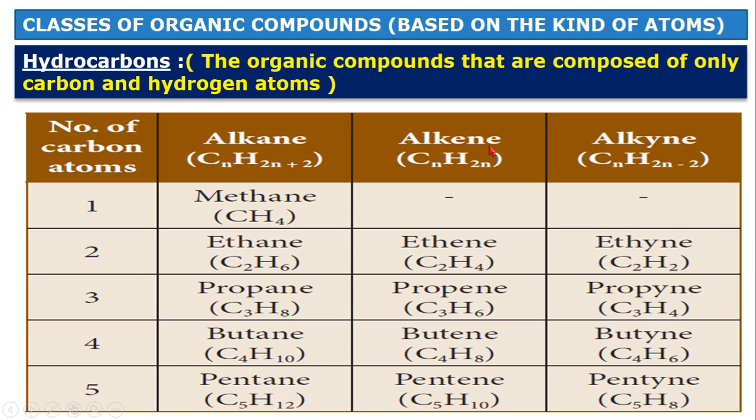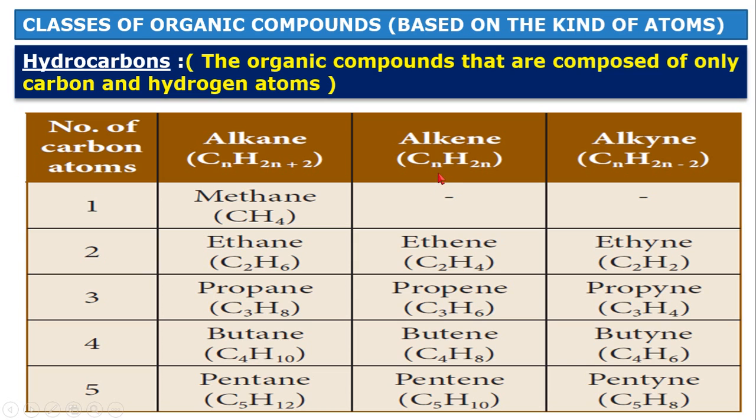Now, alkene contains a double bond. So, here, in the place of n, we put 2. C2, 2 into 2, 4. So, C2H4. This is the simplest alkene. The name is ethene or ethylene, and the molecular formula is C2H4.